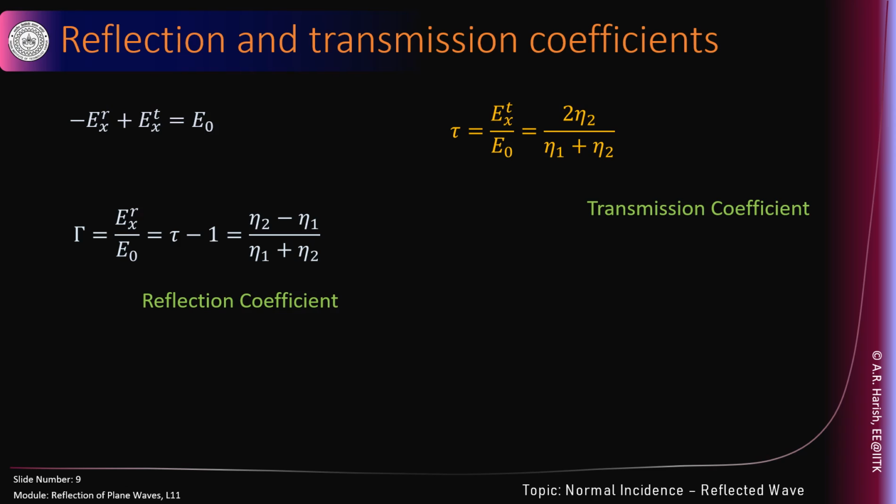Next, put the value of tau, 2 eta 2 upon eta 1 plus eta 2, in this equation, tau minus 1, and then simplify it. You get eta 2 minus eta 1 upon eta 1 plus eta 2. You know this result, nothing new, but the way we arrived at this result is new to you.